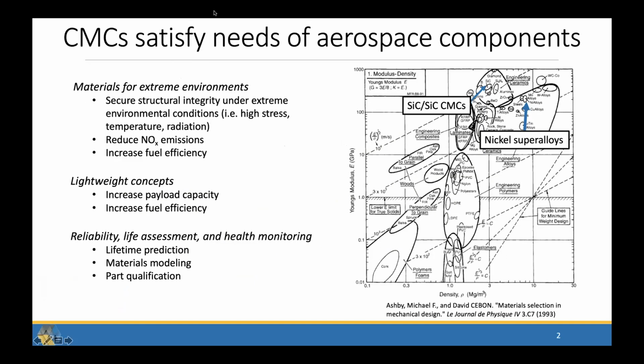So these CMCs, these ceramic matrix composites, as you can see from the Ashby plot on the right, are exceptionally useful for lightweighting and for using them in extreme environment applications: high stress, high temperature, radiation. And so they're of exceptional value in the aerospace and space fields because of their ability to withstand high temperatures and withstand corrosion, which will increase fuel efficiency and increase payload capacity. But some of the problems that we're running into with these is that we don't have a good understanding of what happens to damage inside the material.